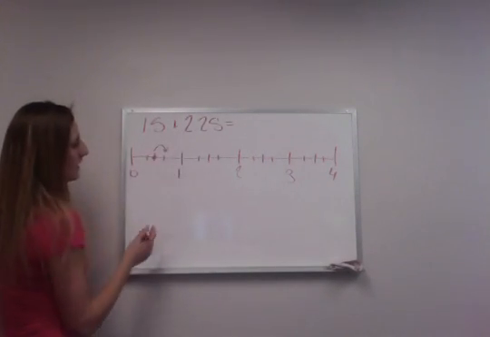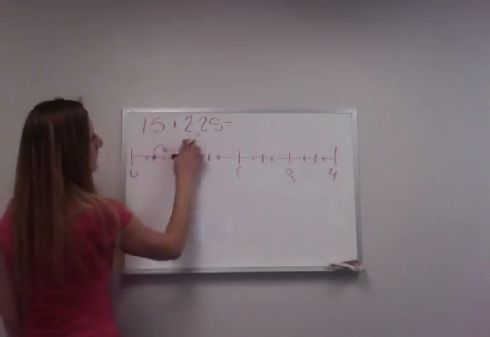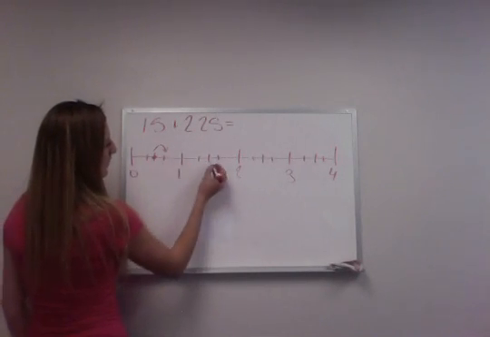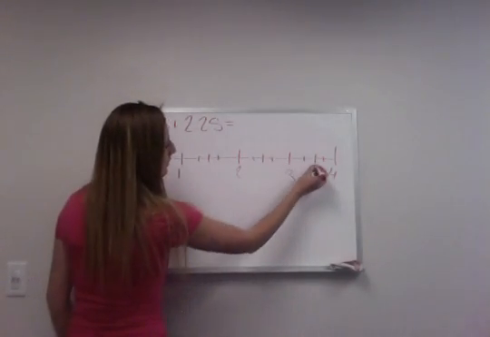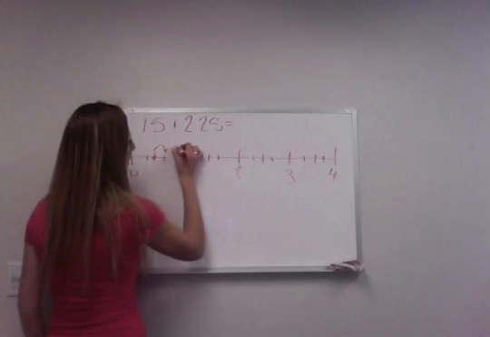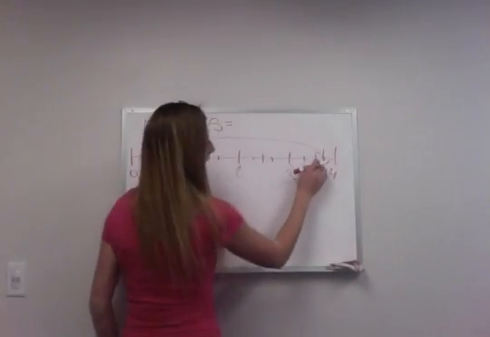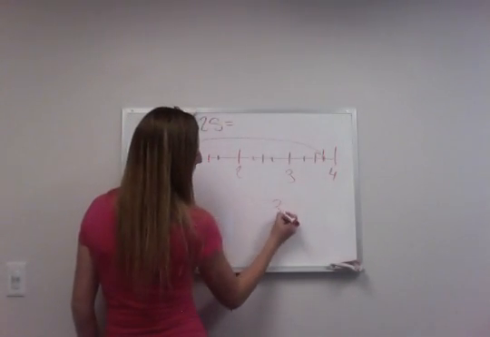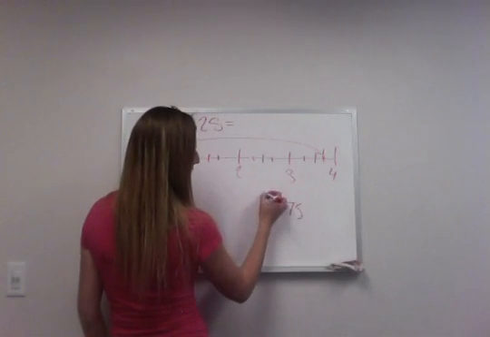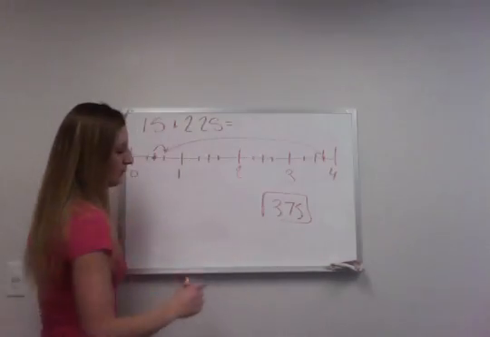This is just like adding money. And then 1 plus 2 is 3. So we're going to have to go 1, 2, 3. And then we're going to hop all the way over here. And then we can see that we land at 3.75, which is our answer for this problem.